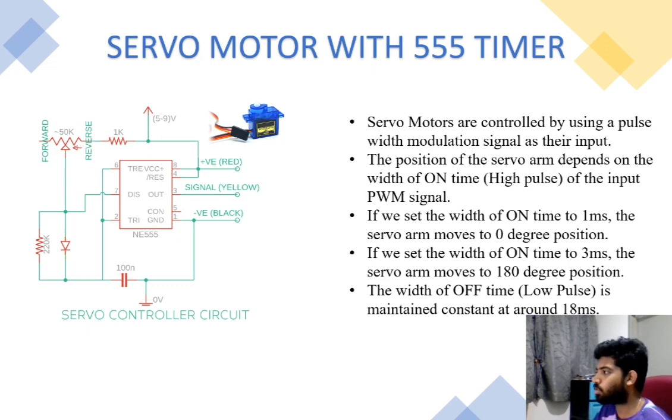The servo motors are controlled by a pulse width modulation signal as their input. The position of the servo arm depends on the width of the high pulse of the input PWM signal. If you set the on time to 1 millisecond, the servo arm moves to the 0 degree position. If you set the on time to 3 milliseconds, the servo arm moves to the 100 degree position. The width of the low pulse is maintained constant at around 18 milliseconds.